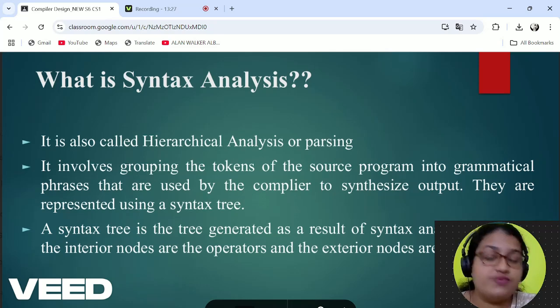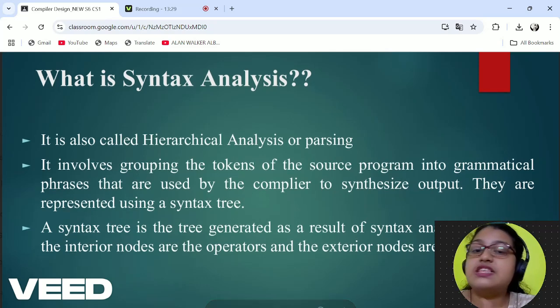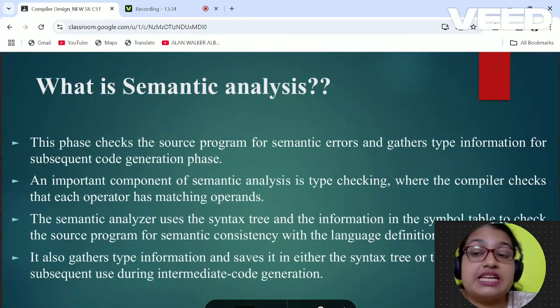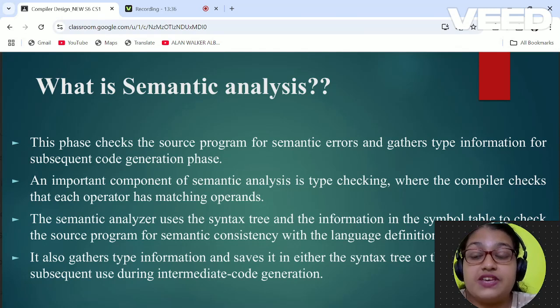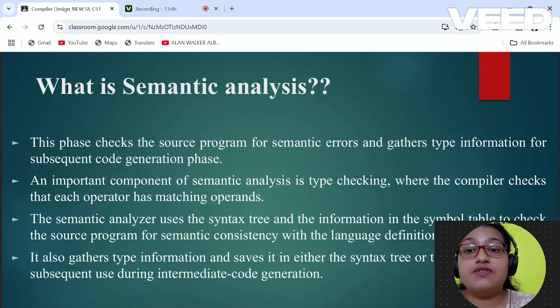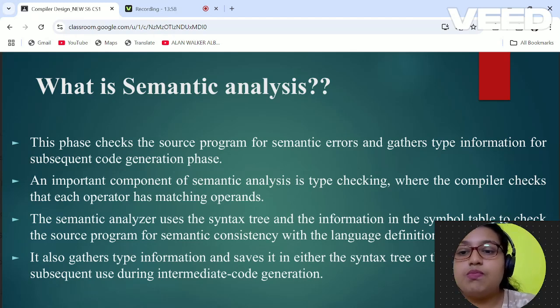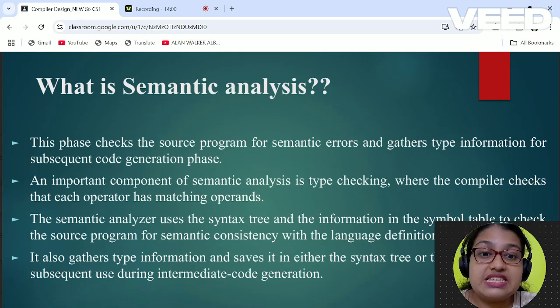So we have completed two phases: the lexical analysis phase and the syntax analysis phase. Then we have the semantic analysis phase. In this phase, we'll check the source program for semantic errors and gather any type information for the subsequent code generation phase. That is what semantic analysis will look for. An important component of semantic analysis is type checking.